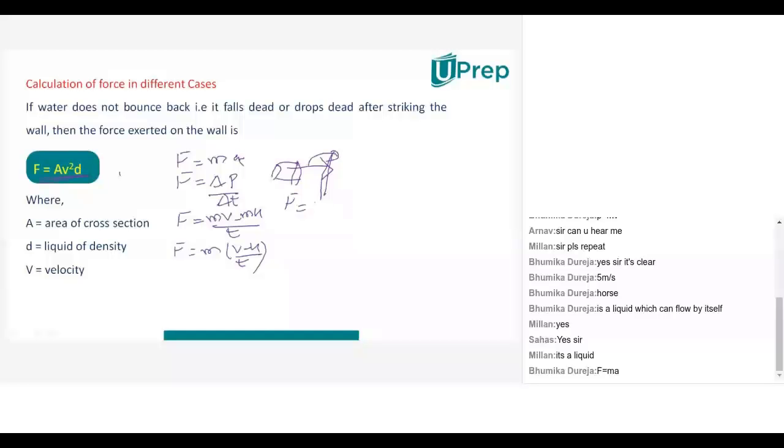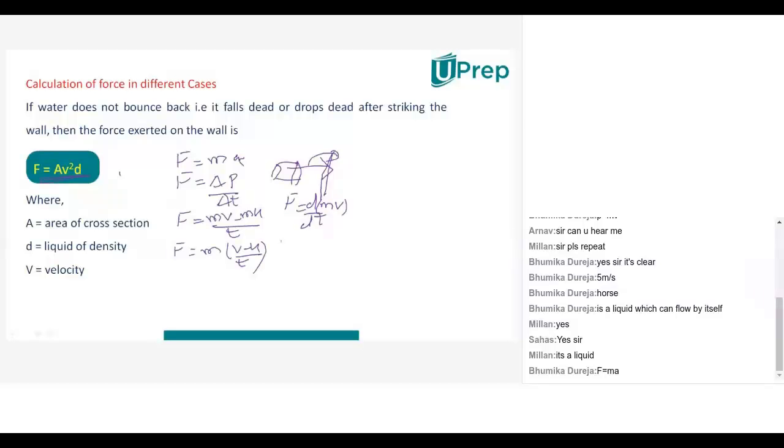Force is equal to ma. So what does a mean? I can write it as the rate of change of velocity, (v minus u) upon t. That means a change of momentum, no? And I can write that change of momentum in mathematical terms as d by dt of mv.